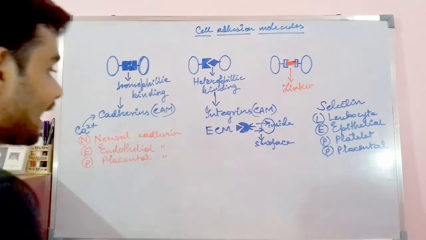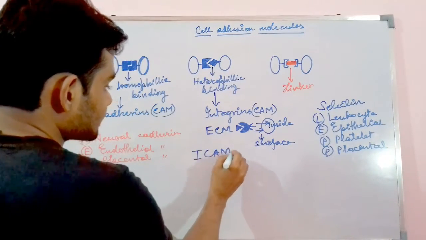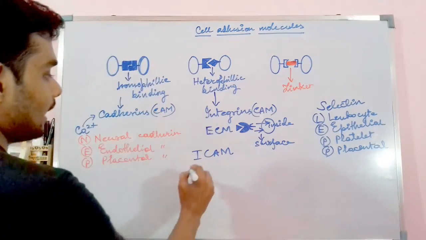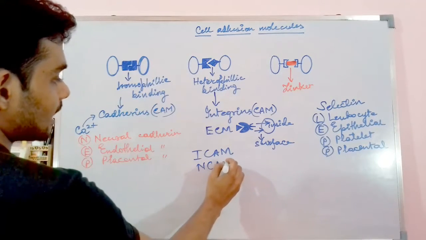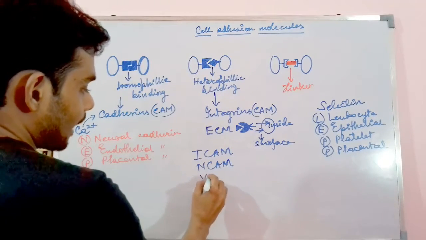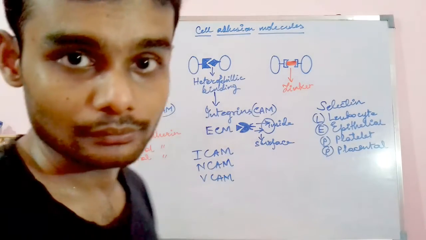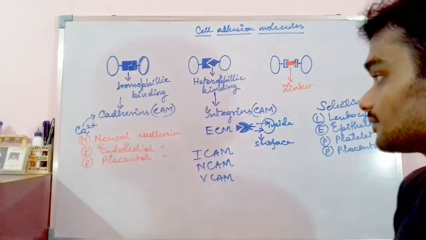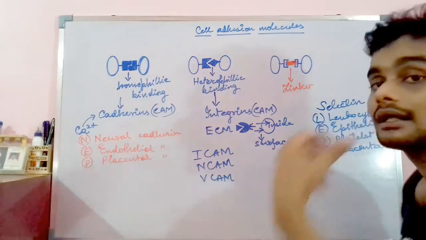And there are some other types of adhesion molecules present, like ICAM, that is immunoglobulin cell adhesion molecule. Then NCAM is present. NCAM means neural cell adhesion molecule. Then VCAM is present. VCAM means vascular cell adhesion molecule. Okay, so these are certain other types of cellular adhesion molecules which are basically nothing but proteins, dimers.